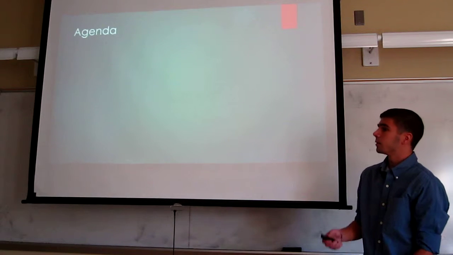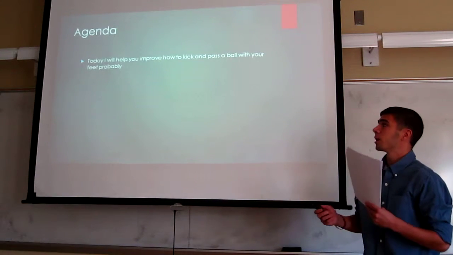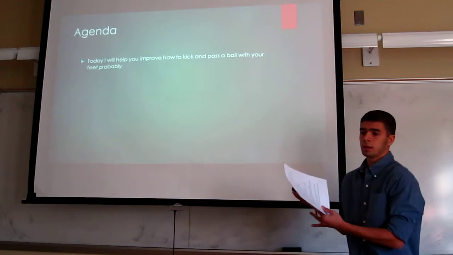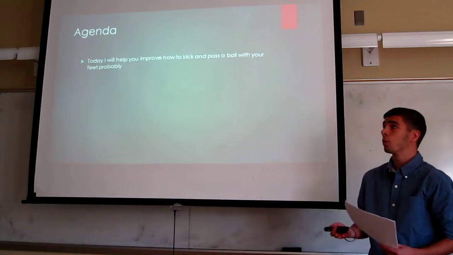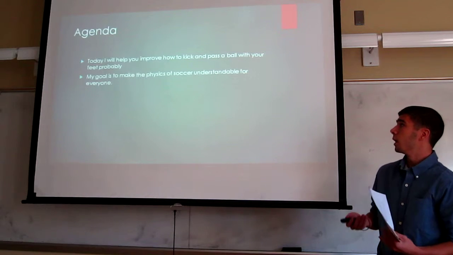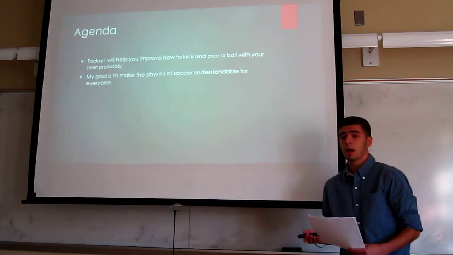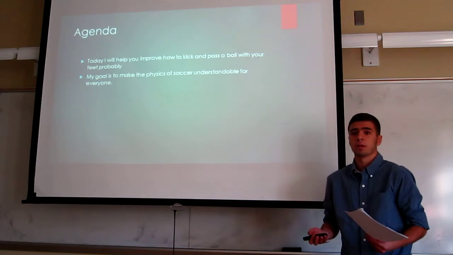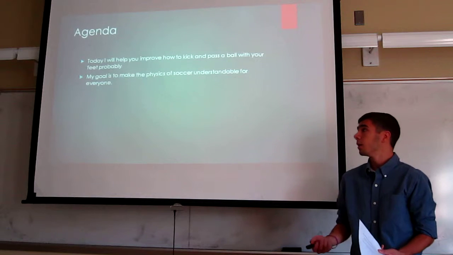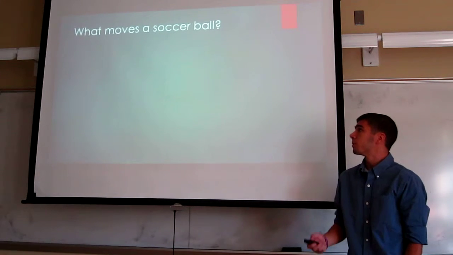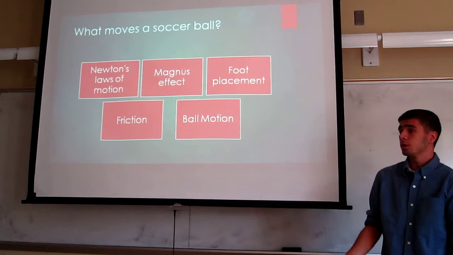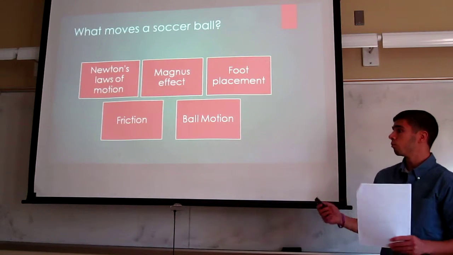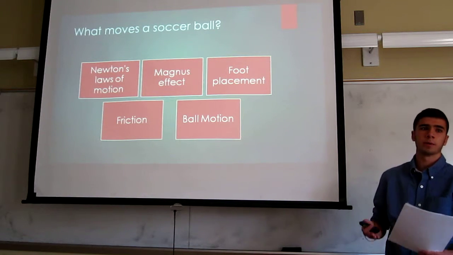My agenda is I want to break down how a soccer ball spins, so if you want to use these techniques in real life, or just break down a slow motion replay when you see one. I want everyone to understand how a soccer ball spins, but I'm not going to include the math because no one likes math. So, physics. The five reasons a soccer ball spins are Newton's laws of motion, the Magnus effect, foot placement, friction, and ball movement. All these work together in creating a perfect spin for a ball.